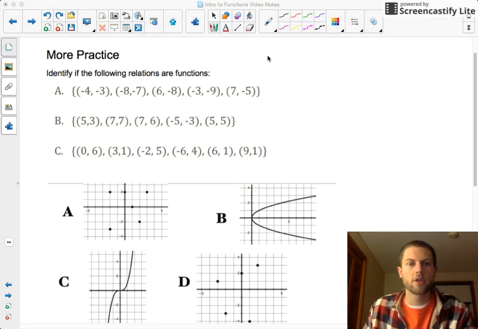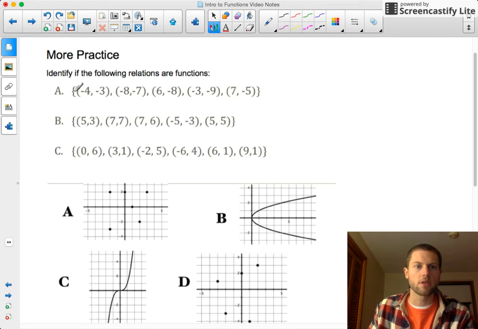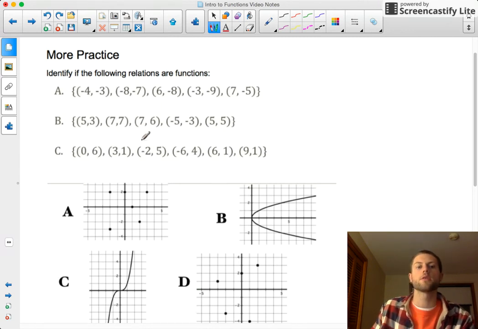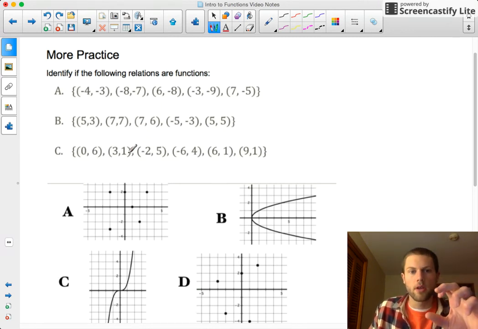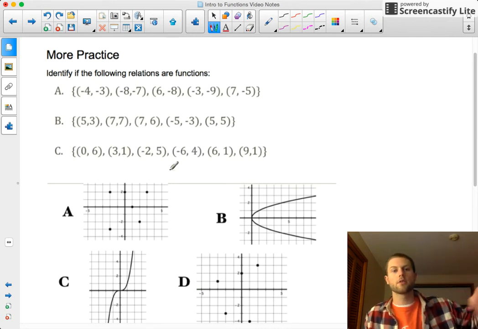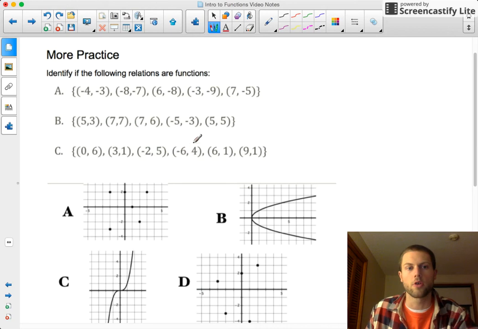All right, for our last page here, I just want you to get some more practice. I just want you to identify if the following are functions. That's it. So why don't you give these a shot on your own, and you can click a little button somewhere around here to link to the answers, and if you need any explanations, you can always scroll back to find them.